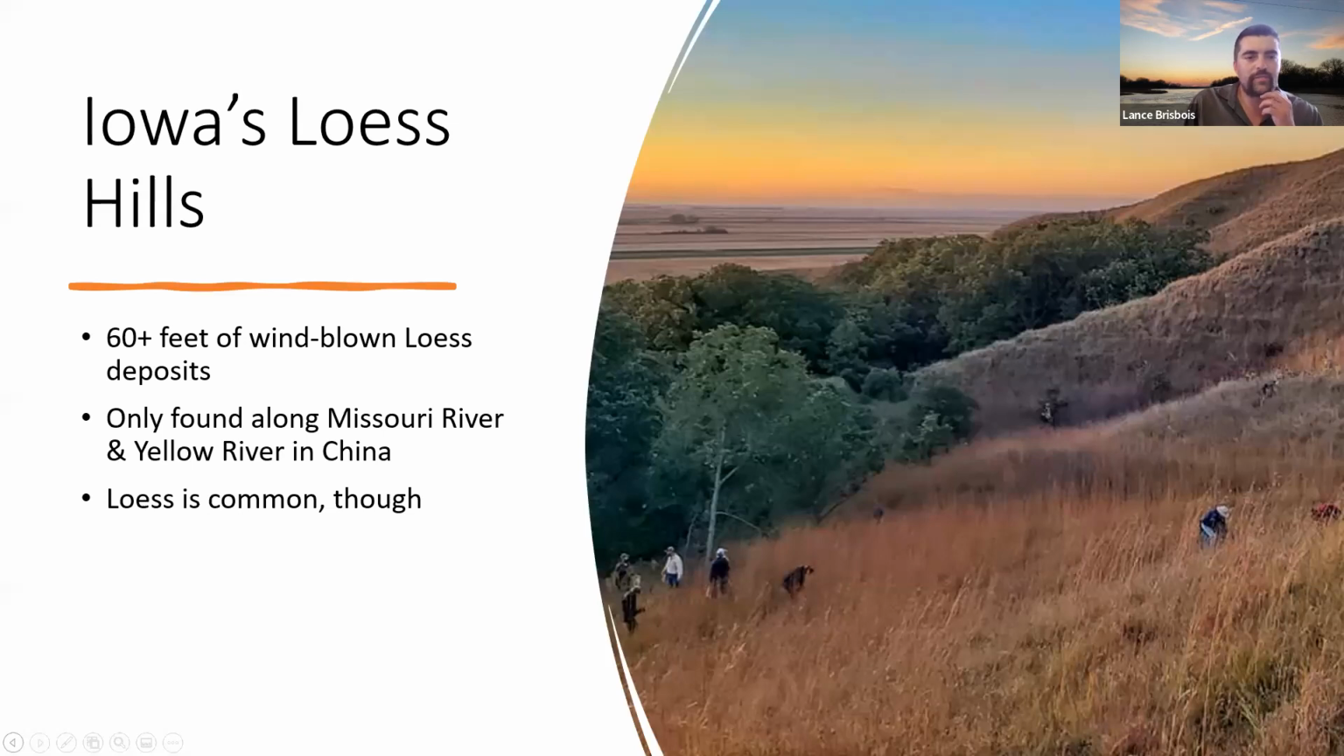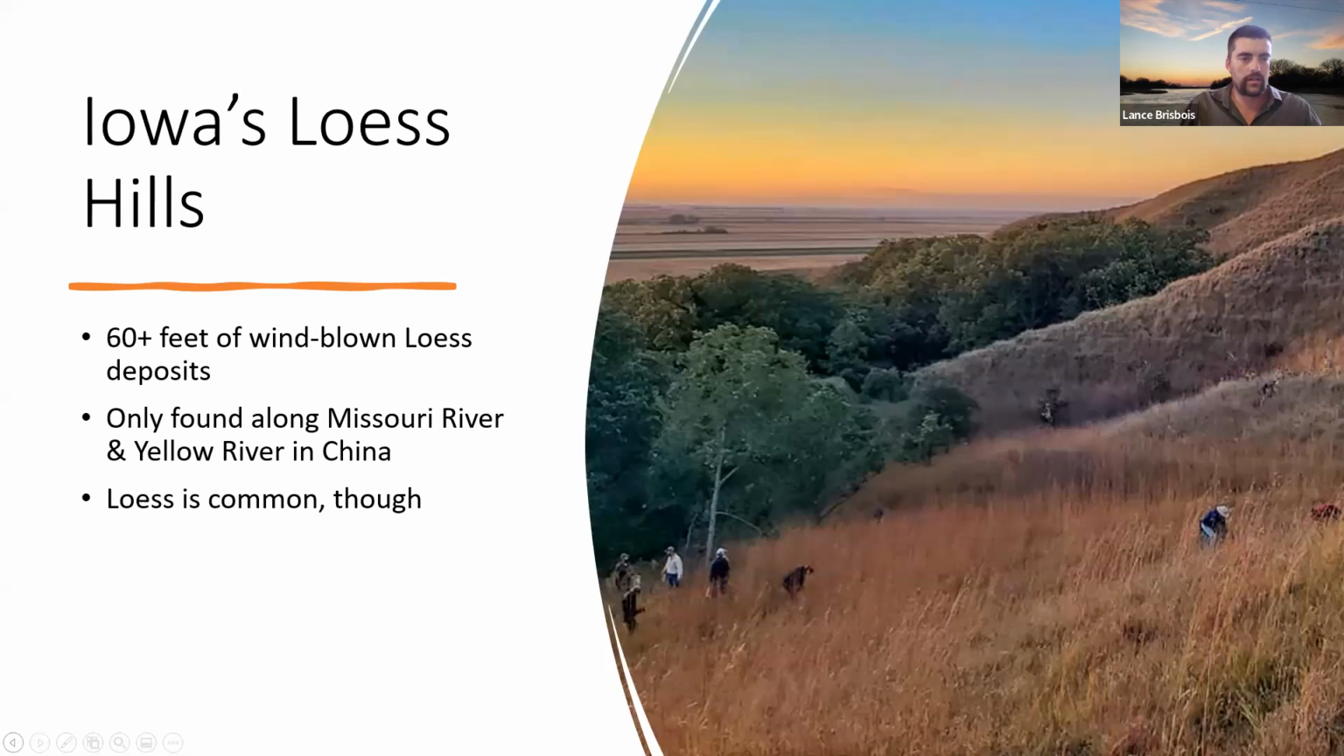A little bit of background about the Loess Hills. They've been categorized by geologists as a landform, an area where there's at least 60 feet of loess soil. Loess soil itself is not uncommon. It's found throughout the world, but the quantity and the depth is what really sets the Loess Hills apart.